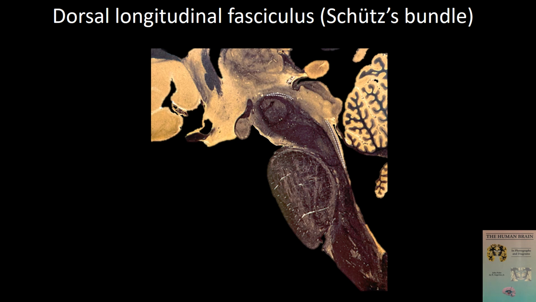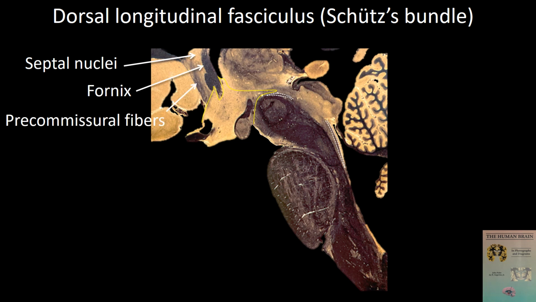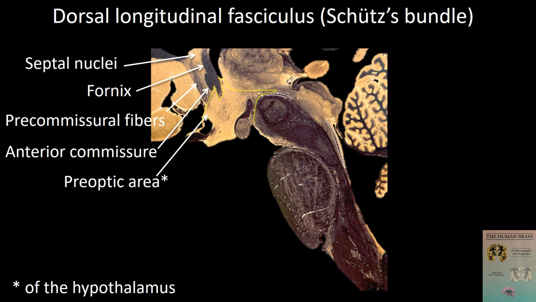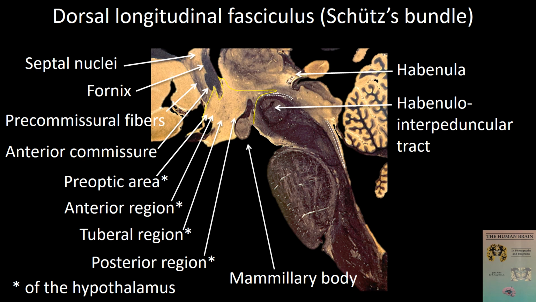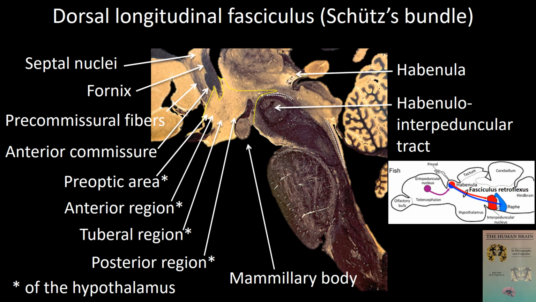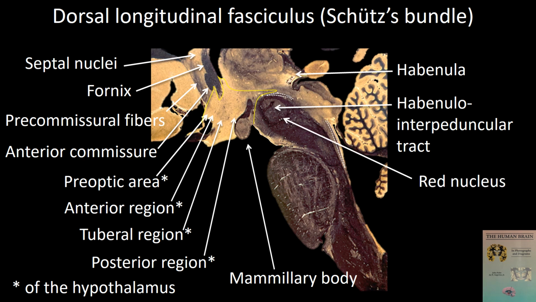In addition to the DLF, I would like to name some structures we will mention later on in this talk. I have traced the boundaries of the hypothalamus. Now I am pointing to the septal nuclei, fornix, and precommissural fibers. These fibers are anterior to the anterior commissure. Now I am pointing to the preoptic area of the hypothalamus, anterior region, tuberal region, and posterior region of the hypothalamus. The mammillary bodies, habenula, habenulointerpeduncular tract, or fasciculus retroflexus, called so because in lower animals it goes backwards. As you can see here in a fish, this is the red nucleus and the interpeduncular nucleus.